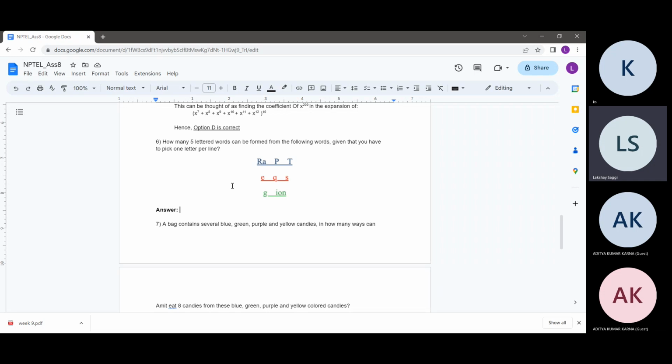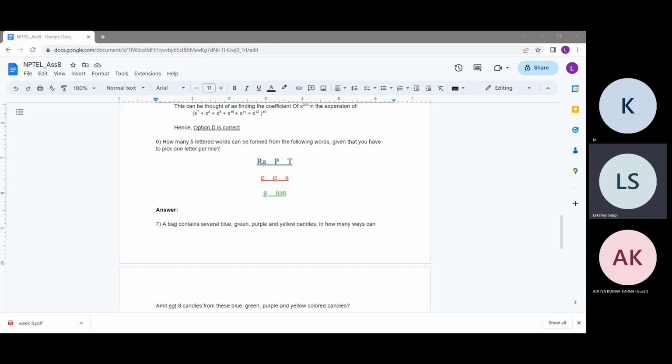Okay, so the question is basically asking us, what we have been given is 3 lines. In one line we are given RA, like R and A will come together, one is capital P and one is capital T. In another line, we have been given 3 single alphabet words like E, Q, and S. So KS is writing the answer as 6. So yeah, KS, your answer is correct, but you calculated quite fast, I believe, for this question.